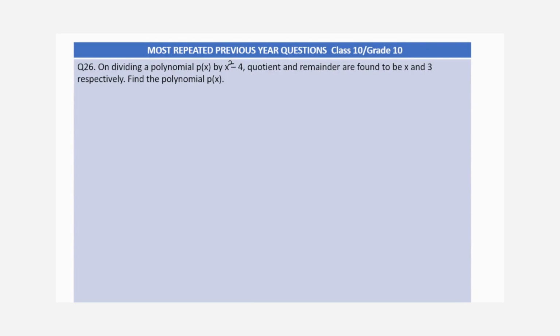Now this question says, on dividing a polynomial px, polynomial is not given, it's just writing that the polynomial px, when you divide it by x square minus 4, quotient and remainder are found to be x and 3 respectively. Find the polynomial px. Now what is this? This is the divisor. Okay, suppose I divide 4 with 2, just trying to refresh your memory regarding divisor and dividend. So this one, 4 divided by 2, the 4 here is the dividend, and 2 with which I am dividing the 4 is divisor.